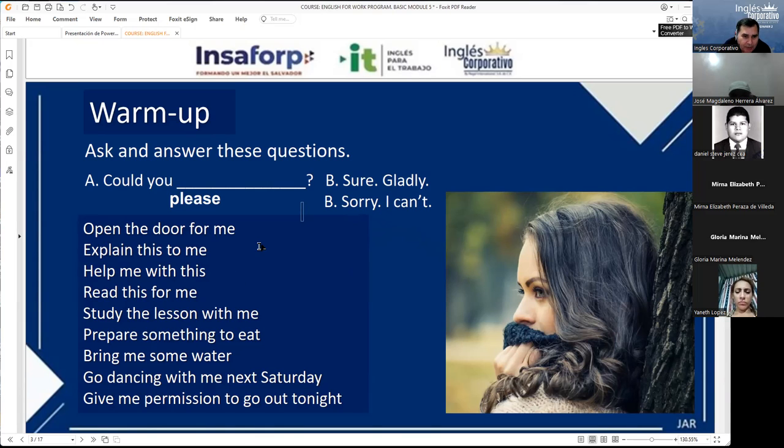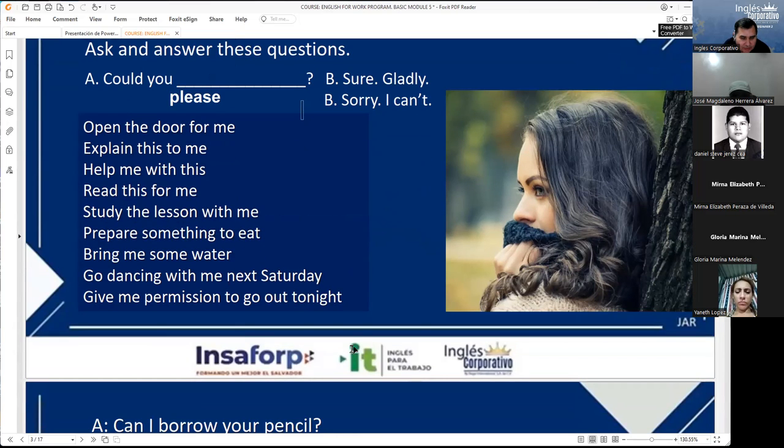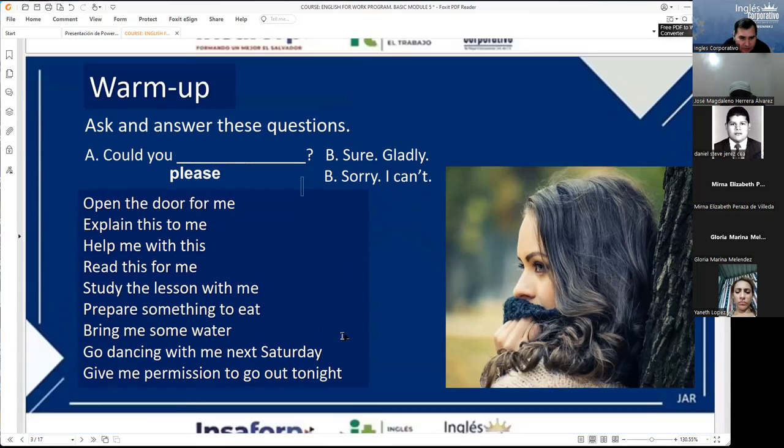So, open the door for me, explain this to me, help me with this, read this for me, study the lesson with me, prepare something to eat, bring me some water, go dancing with me next Saturday, give me permission to go out tonight. Okay, so that would be the warm-up. So let's go to the groups and we practice asking and answering these questions.